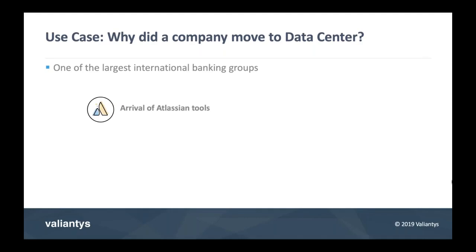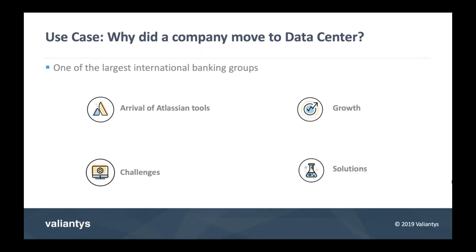So then we will break this into 4 items. That will be how they started with Atlassian tools, how was the growth for them, and then challenges that they faced when they saw those instances growing so much, and then what were the solutions that were applied to them. So the first one, what happened for this banking group?